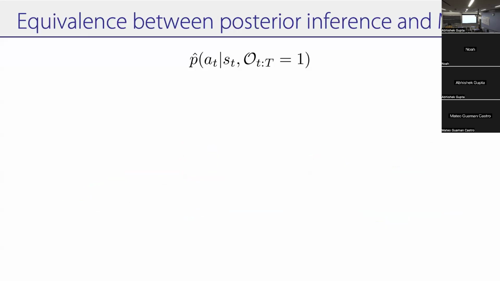So this is not the tightest equivalence in the world. It's a little loosey-goosey, so bear with me a little bit. What we're going to try and do is approximate this posterior inference query by using the Bayes rule, and we'll get something that looks close to MPPI, but not exactly.